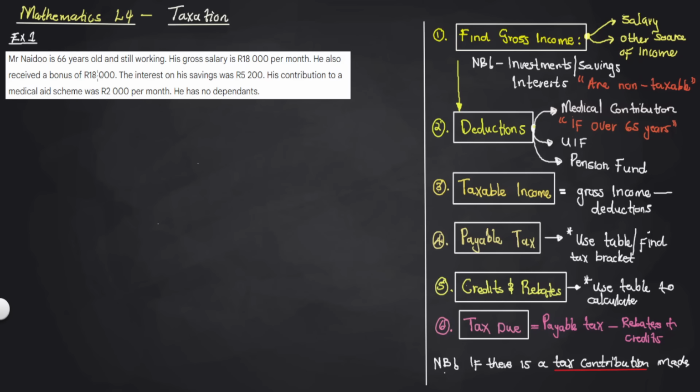Mr. Naidu is 66 years old and still working. His gross salary is 18,000 per month. He also received a bonus of 18,000 rand. The interest on his savings was 5,200. His contribution to a medical scheme was 2,000 per month. He has no dependents. Now, for this question, we have to find his tax return. It doesn't say at the end, but I'm just going to add it.